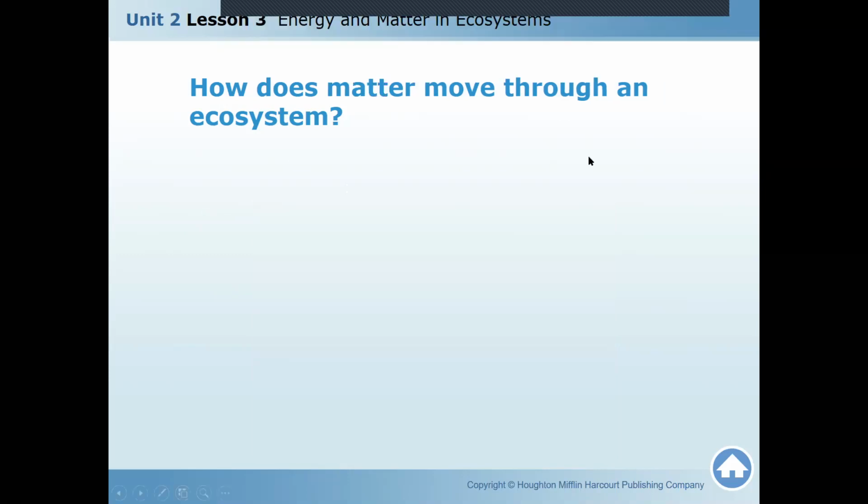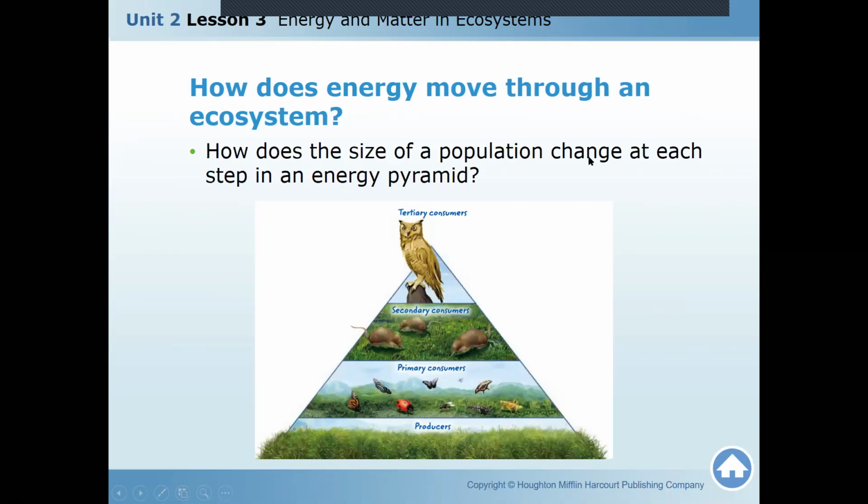Yes. How does the size of population change? Of course, the population also decreases.